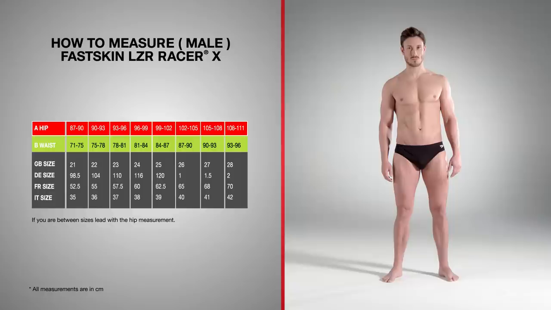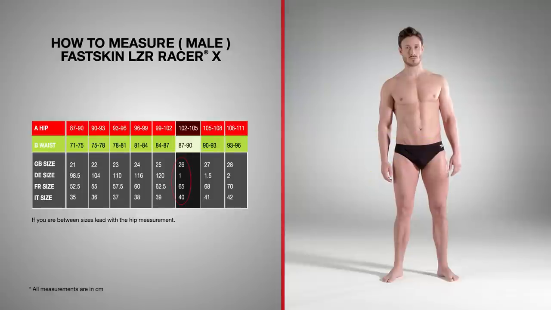The hip is the most important measurement, so take this first in line with your hip bone. For your waist size, measure around the waist level 6 cm below the tummy button. You will find size charts for each of the suits online.